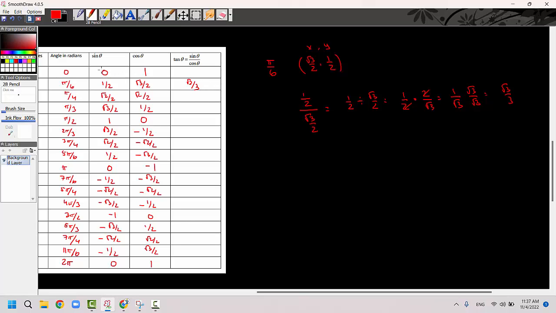And I can't believe I always miss this one, the top one. The first one is actually radian 0, and the coordinates there are 1, 0. So y over x, or sine over cosine, is 0 divided by 1, which is 0.